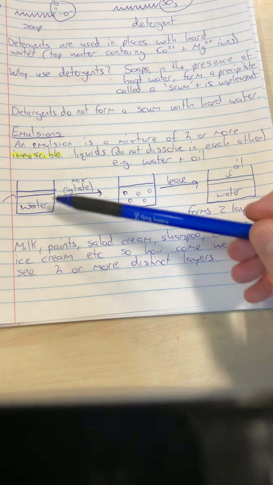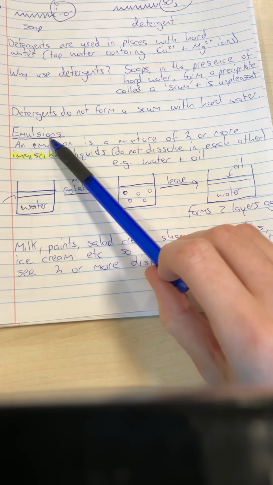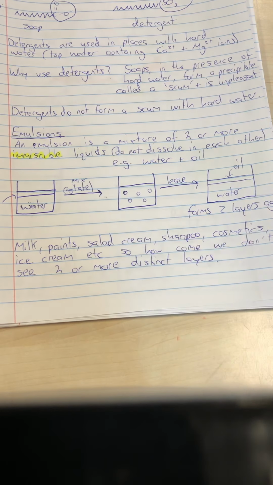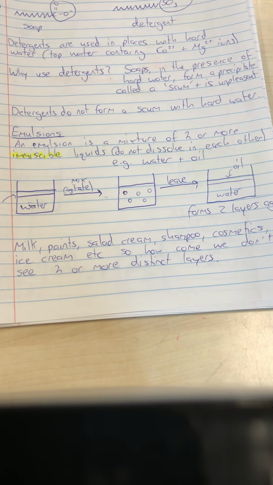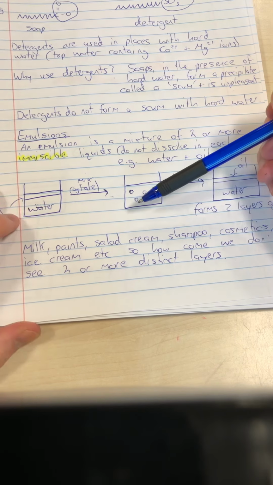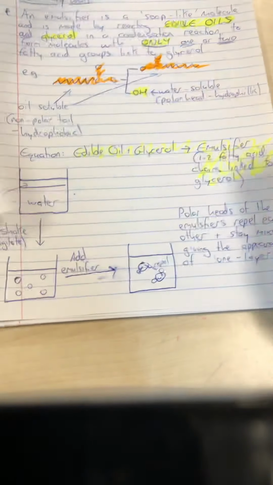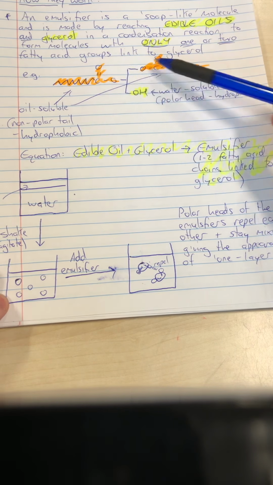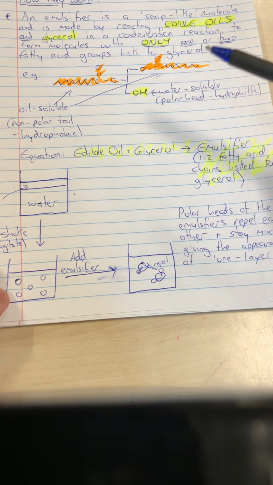Okay, and then the last thing, I'm not going to go over it again, you need to know what an emulsion is, and why we add an emulsifier into an emulsion, and the process, the chemistry behind that. An emulsifier is an edible oil reacted with a glycerol to form a hydrophobic tail, one or two, and then a hydrophilic head.